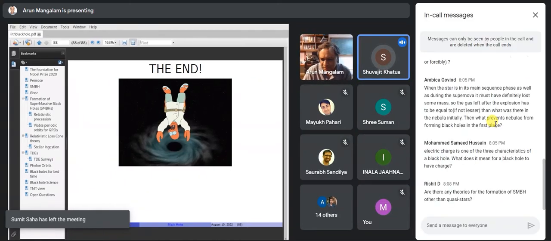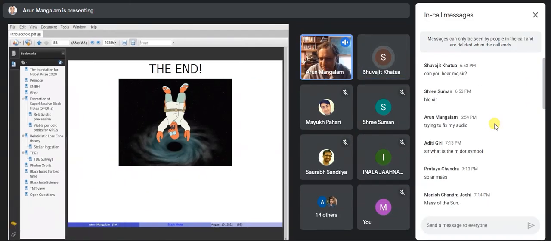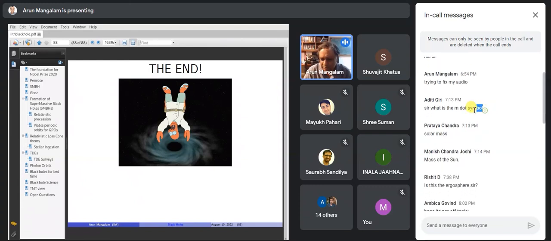Okay, Rishi asked, is it ergosphere? Okay, let me start from the top. There is Aditi Giri who has asked, what is the m dot symbol? Okay, m dot is the mass rate, dm by dt, which is the increase of mass with respect to time.